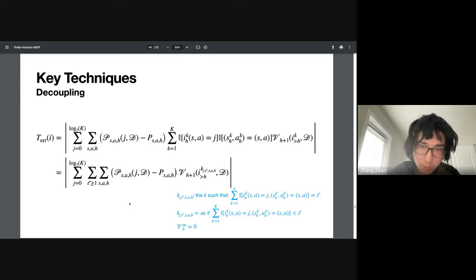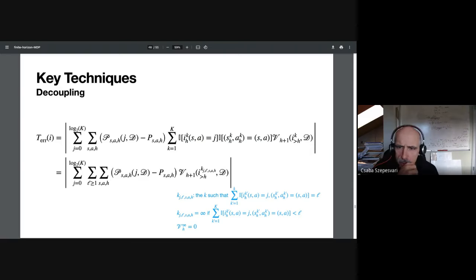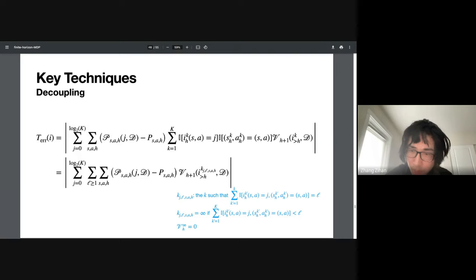Now we apply further rearrangement by writing t arrow of i like this term. Here I believe I need to explain the index K J L S H carefully. K J L S H is a key such that, for some fixed SH, the sum of this term reaches L. You can understand it as the L-th visit to the state action horizon triple SH. Is it the first K? The first time when this count is reached. The L-th visit is the time that the trajectory visits SH for the L-th time.